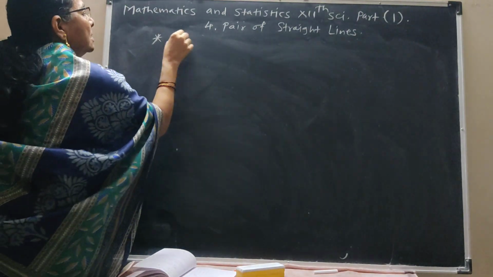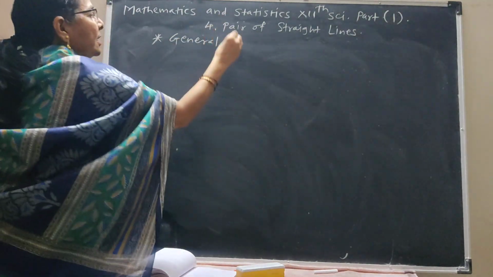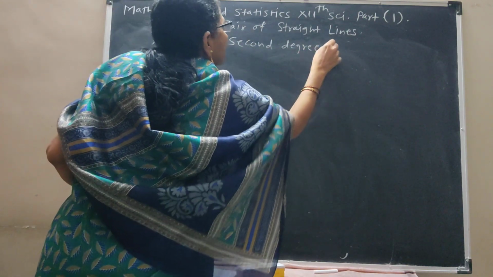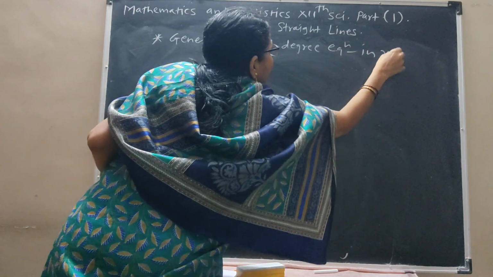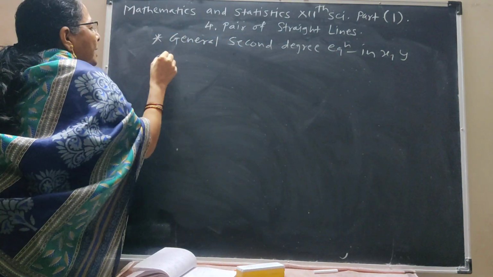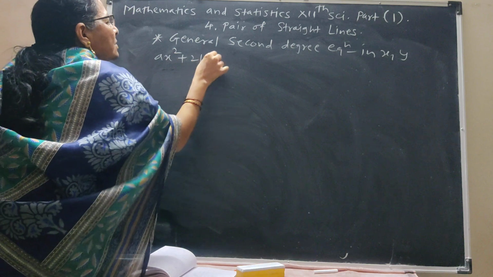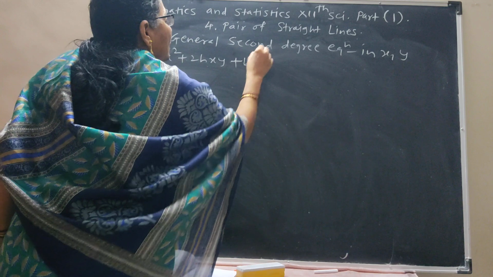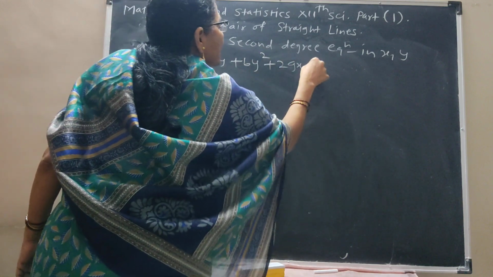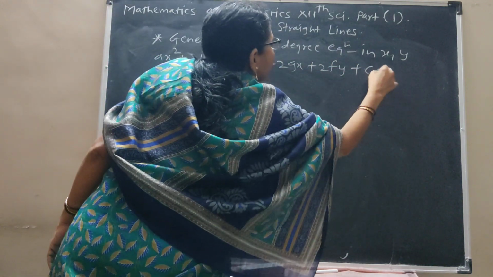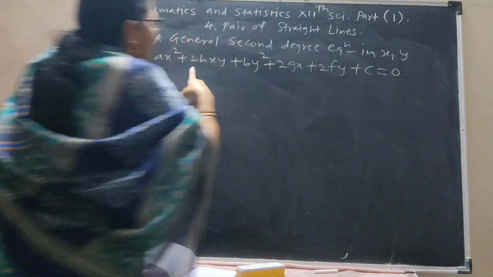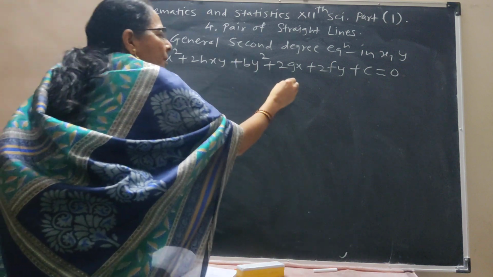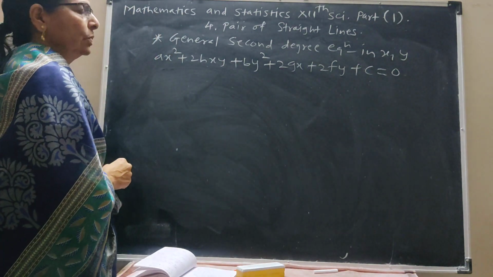Next point is the general second degree equation in x and y: ax square plus 2hxy plus by square plus 2gx plus 2fy plus c is equal to 0. General second degree equation in x and y, ax square plus 2hxy plus by square plus 2gx plus 2fy plus c is equal to 0.